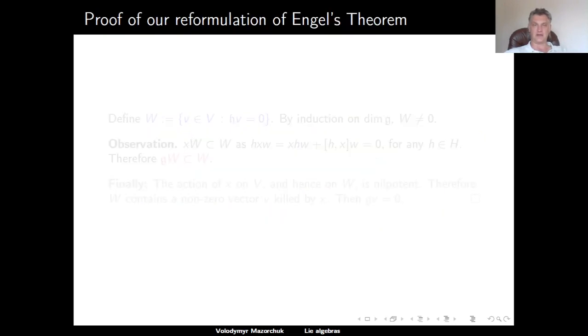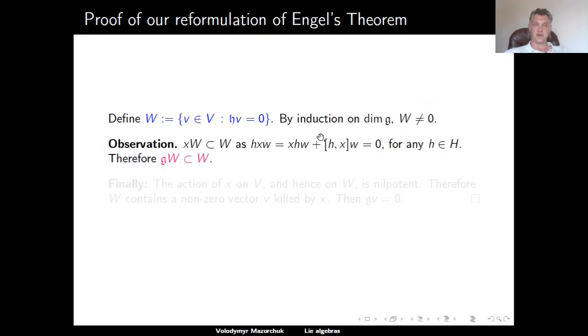Now we can complete the proof of Engel's theorem. Consider the set W of all vectors v in V which are killed by all elements in our subalgebra H. Since the dimension of H is strictly smaller than the dimension of G, by induction on the dimension, we can assume that W is non-zero. Observe that W is closed under the action of our additional element x. Indeed, if we take any element w in W, apply x to it, and try to act on the outcome by h, we can commute h and x at the expense of adding their bracket. So h applied to xw is equal to x applied to hw plus the bracket of h and x applied to w. h applied to w is 0, because w is in W, and the bracket of h and x belongs to H. In particular, the action of this bracket on w is 0.